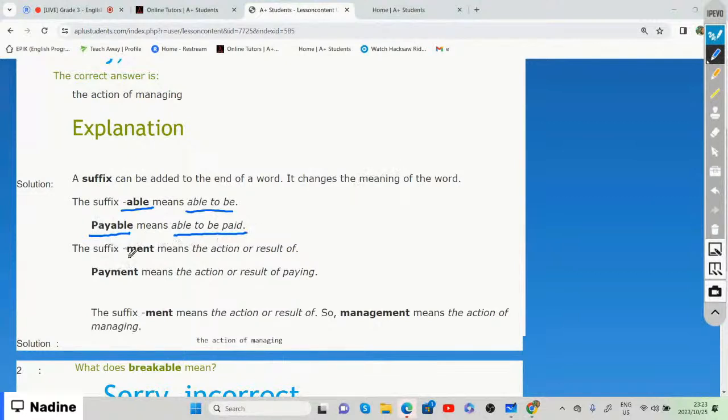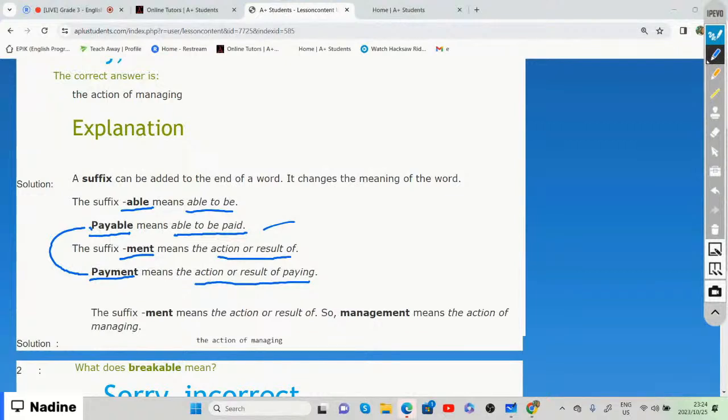Here we have the suffix ment, which means the action or result of. Here we have an example of payment. So we have payable and we have payment. Payment means the action or result of paying. Payable means that you should be able to pay. But payment is the result of the action, meaning that you are paying now. I made a payment. Here is the money that I owe you.